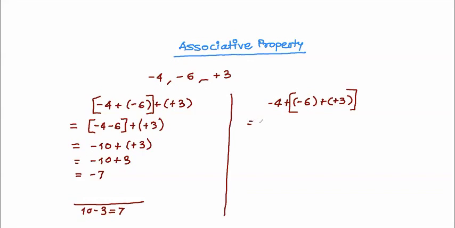So it is equal to -4 remains as it is, plus inside the bracket -6 stays as it is, plus. Same sign always results into a positive sign. So we give a positive sign, it becomes +3. So which is equal to minus 4 plus, inside the bracket, minus and plus. Minus and plus means it is subtraction.